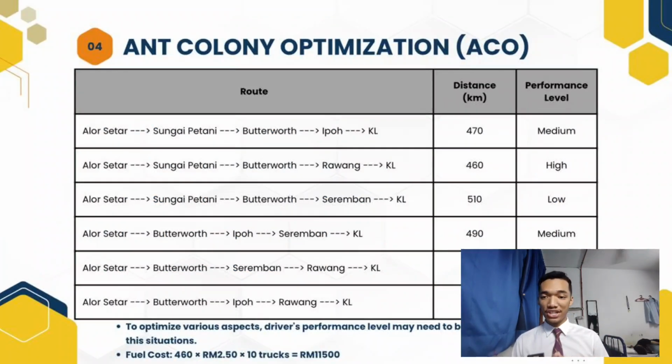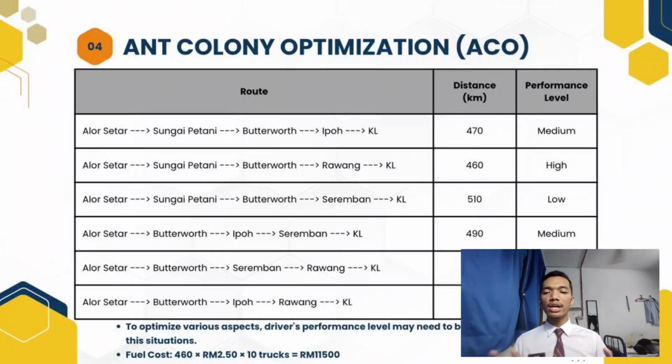For the first step, initially, we assign an equal pheromone level to every possible route. The second step is we then simulate multiple ants traversing each route. As they travel, they deposit pheromones inversely proportional to the distance traveled. That means the shorter the road, the more pheromones are deposited. The third step is that over successive iterations, pheromone evaporation occurs, which means that routes with less pheromones gradually lose their attractiveness. The fourth step is that eventually the route with the highest accumulated pheromone level is considered the optimal route.